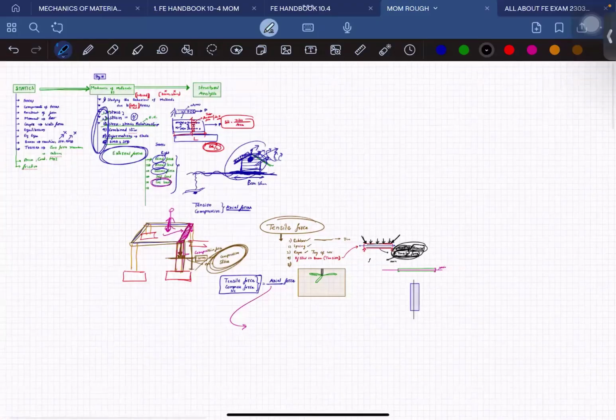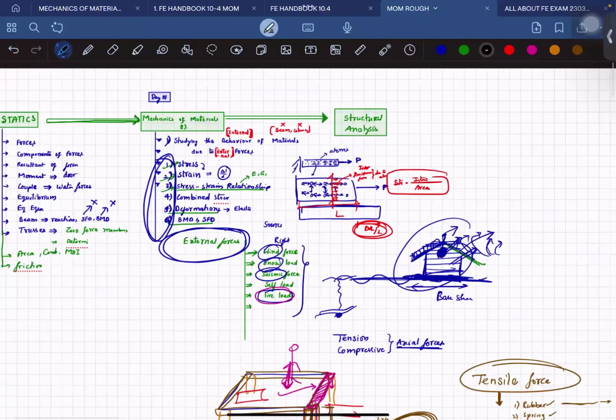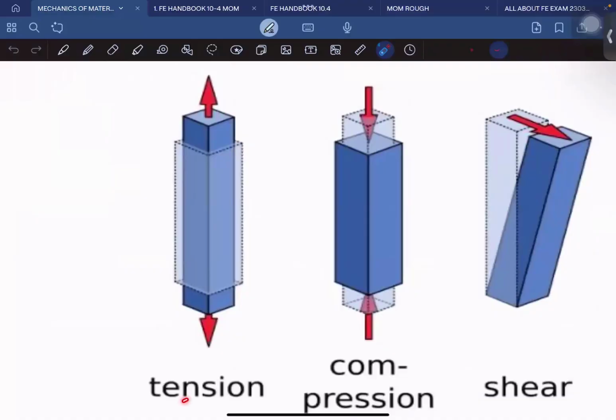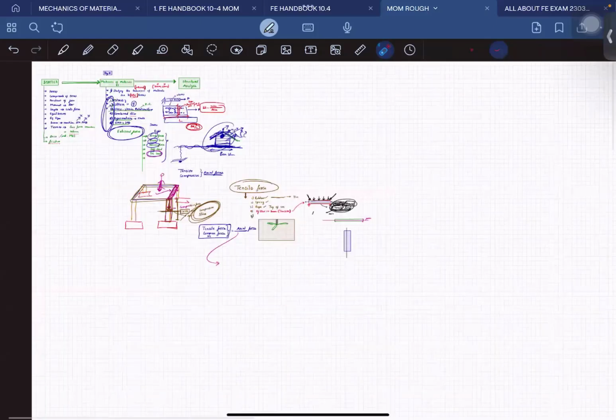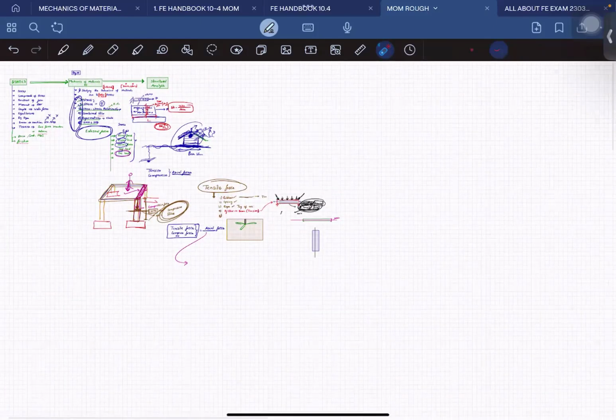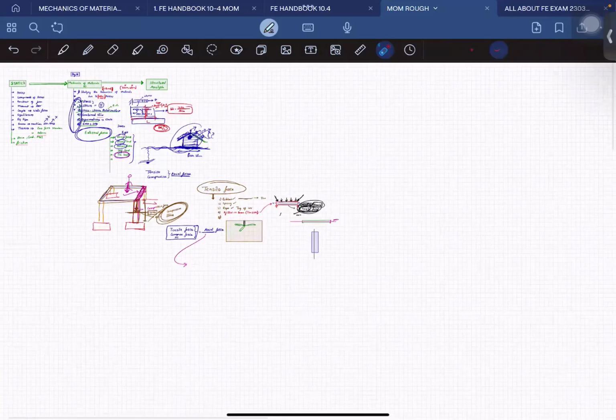Yes, so let's go to other types of forces. Proceed. What are lateral and longitudinal loads? Is it the same thing that we are talking about?